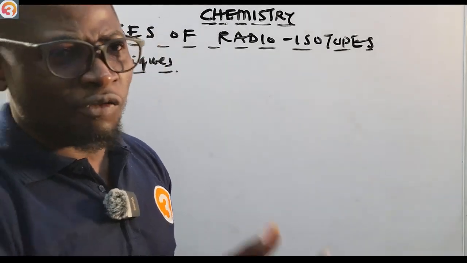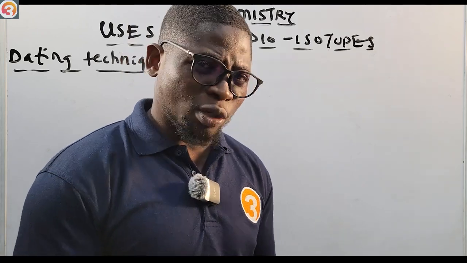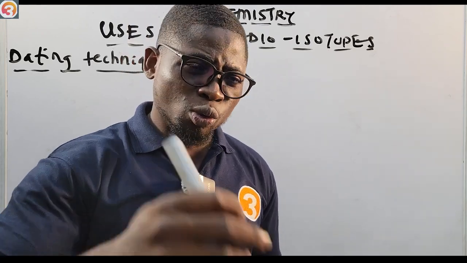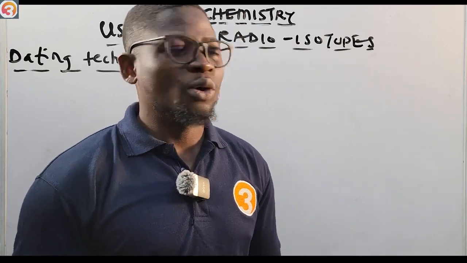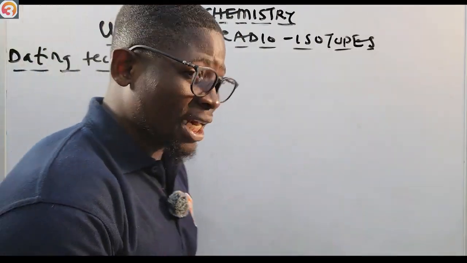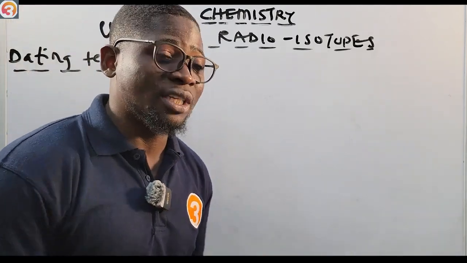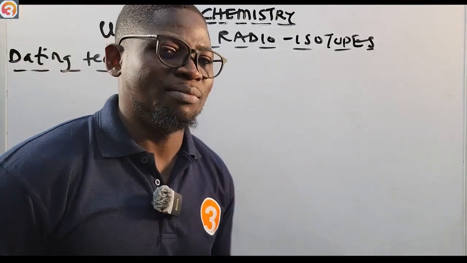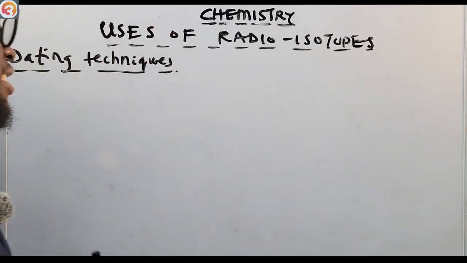If you bring a bone now, they can tell you that this bone has lived so and so years. That is what a dating technique does. It makes us know the age, how long something has lived. It's as simple as ABC. If you see a rock now, they can use a dating technique to estimate how long that rock has been in existence.